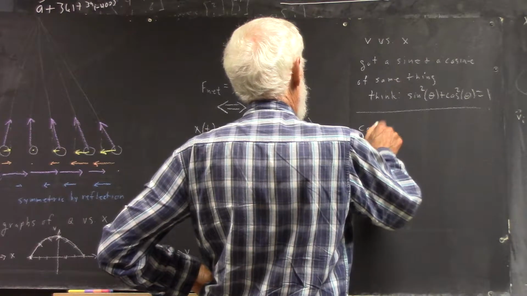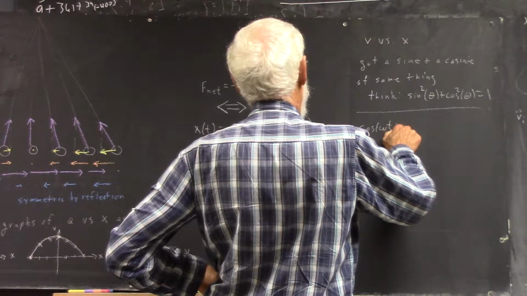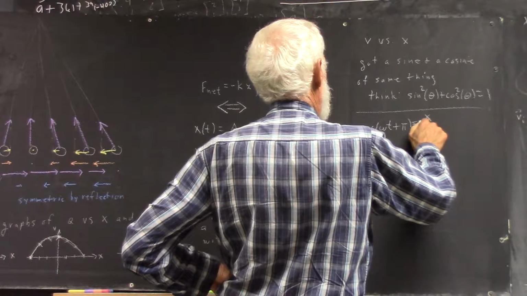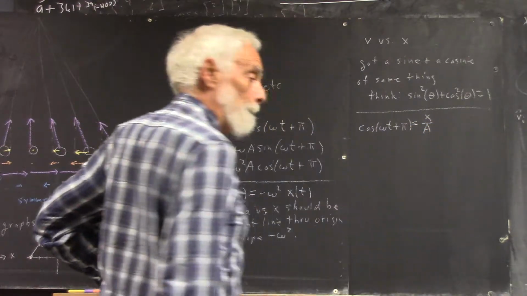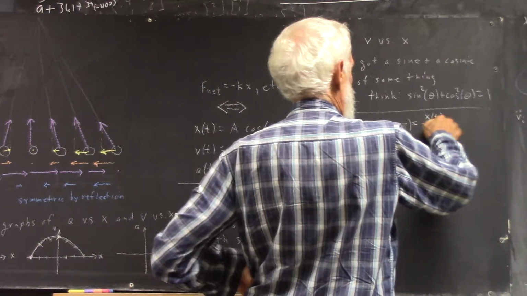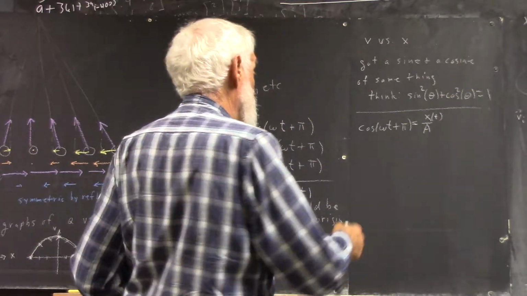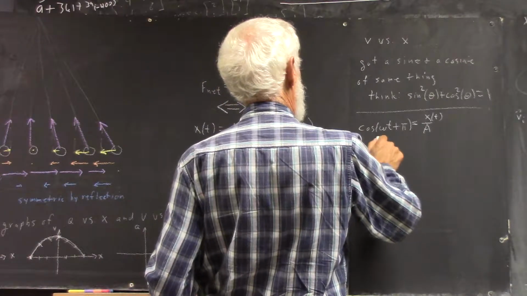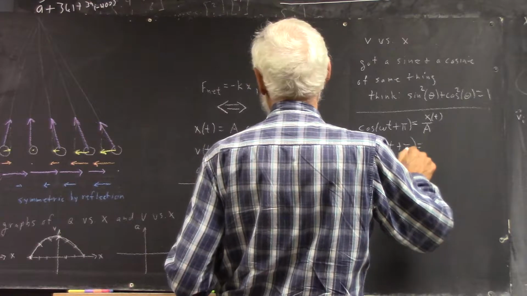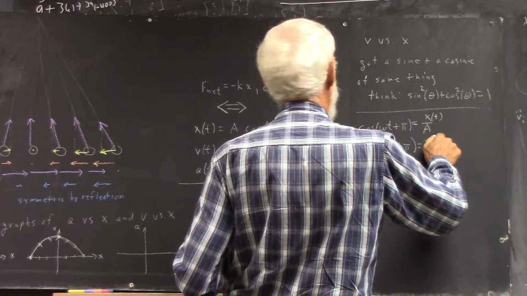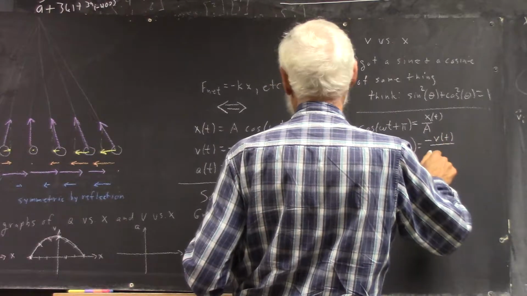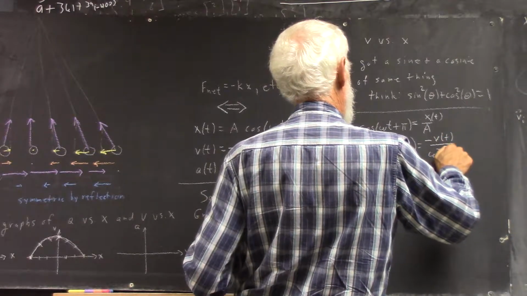The cosine of omega t plus phi equals x over A. I'll put the t in there just to remind us that that's a function of t and it keeps changing. And the sine of omega t plus phi equals negative v of t over omega A.